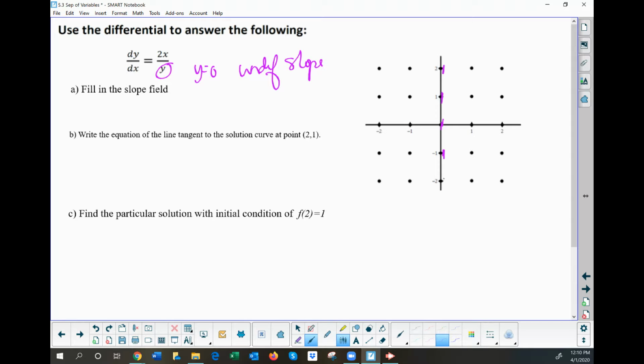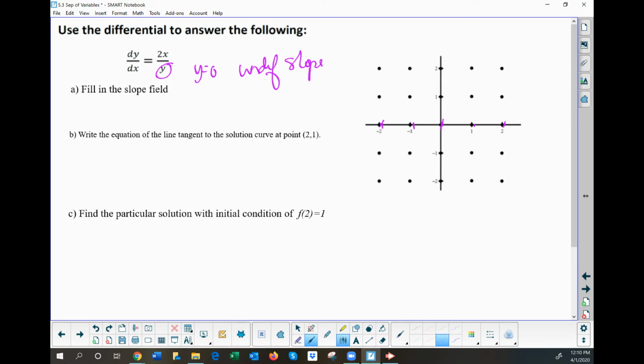Oh, hey, what am I doing? y is equal to 0 on the x-axis. So there we go. All right. Probably more standard on the AP is just to leave it open and not put any slopes in there.